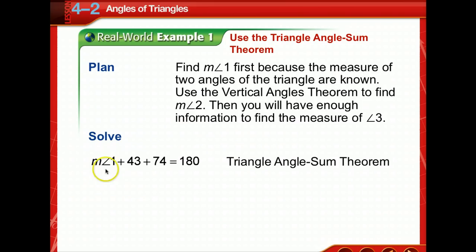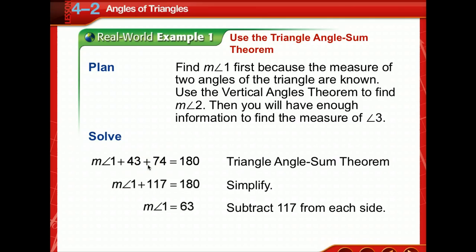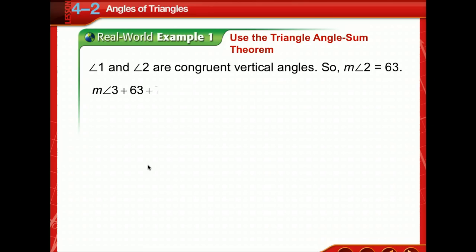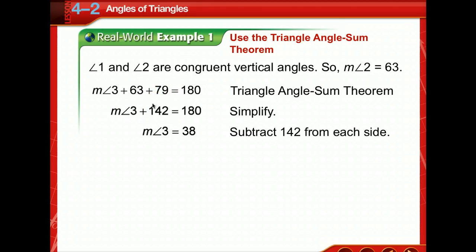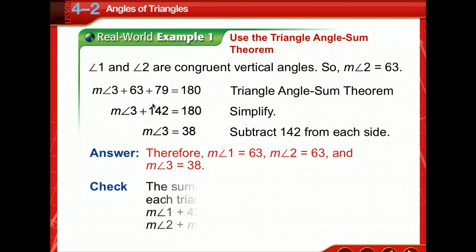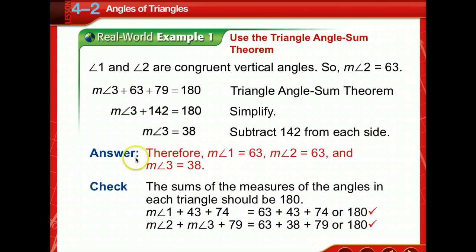So we've got measure of angle 1 plus the two measures we know. So the measure of angle 1 is 63. Well, by golly, if the measure of angle 1 is 63, so is the measure of angle 2. So now for that other triangle, we have a 63 and a 79. So the measure of angle 3 would be 38. That's not hard, is it? Excellent. So then you could go back in and substitute, so you can check to see if it's correct.